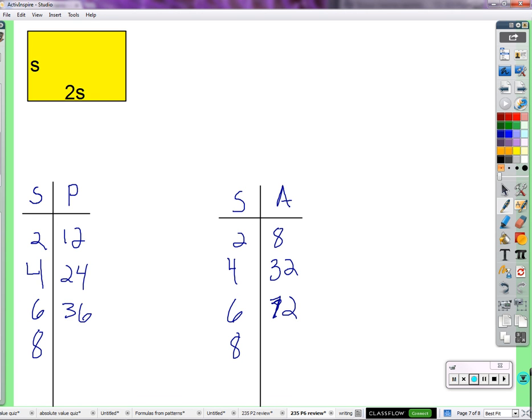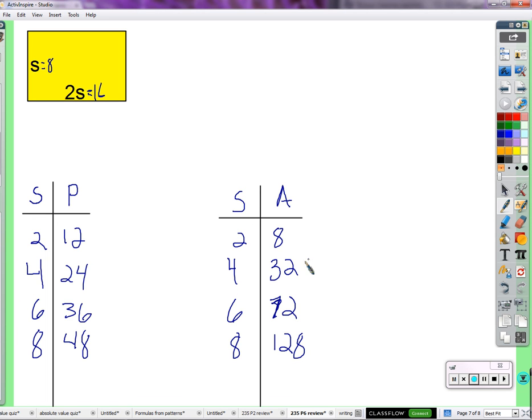Really confident people not taking any notes. 48. Oh, no. 48, which means this is 16. It means the perimeter, Molly, is 48. And the area? 128. I think. Yep, 6 times 8 is 48.